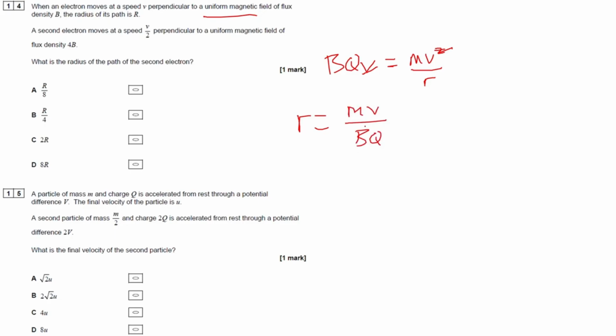Now, all we've got to do is look at the question and see what has changed in this new situation. The second electron has the same charge, that's constant, in a field that is 4 times greater, so times 4. The speed is 0.5 times the speed, and since it's an electron as well, the mass is also constant. So what I'm left with is 0.5 on the numerator and 4 on the denominator. That gives us a radius of 1/8 of the original value, and therefore it's A as the answer.